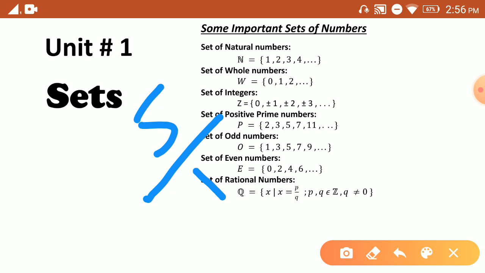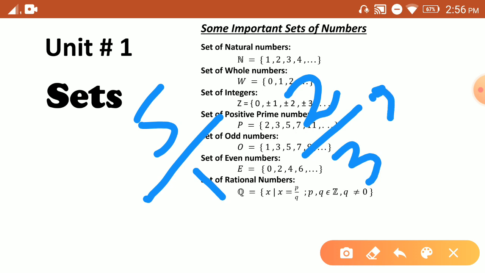One more example, if we have a number 2 upon 3. Is it in fraction form? Yes, it is in fraction form. It means the number 2 upon 3 will also belong to the set of rational numbers. Similarly, we can take 1 upon 5 or we can take any other fraction.